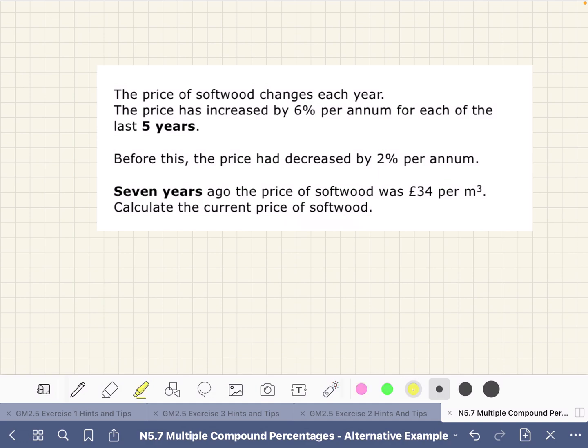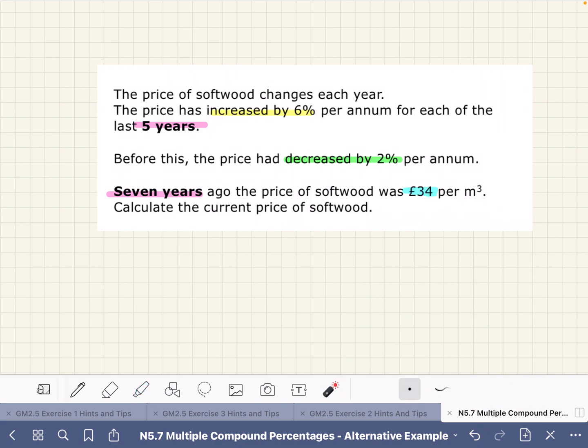So to begin with, we have got lots of information to consider in here. We can see the price has increased by 6% here, and that has happened over 5 years. Before this, the price had decreased by 2%, and there were 7 years altogether. Okay, and we have the cost of the wood was £34 at the beginning.